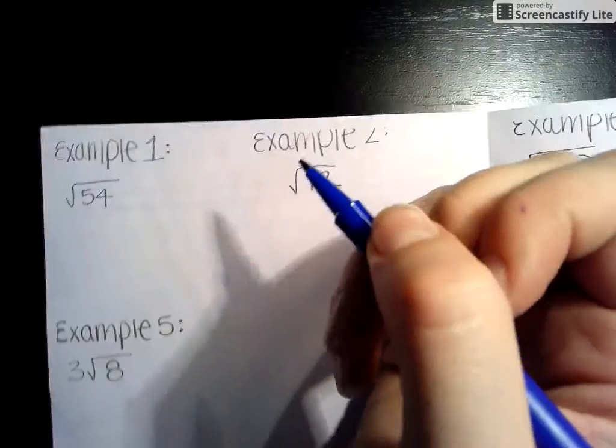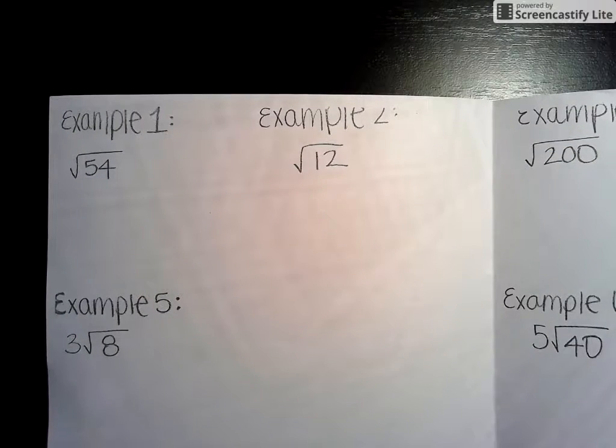So for the first example, we have the square root of 54. What we're looking for is two factors that multiply to get you 54, one being the greatest perfect square value. A perfect square value is like 1, 4, 9, 16, 25, 36, and so on. So it's like two numbers that multiply together to get that same number.